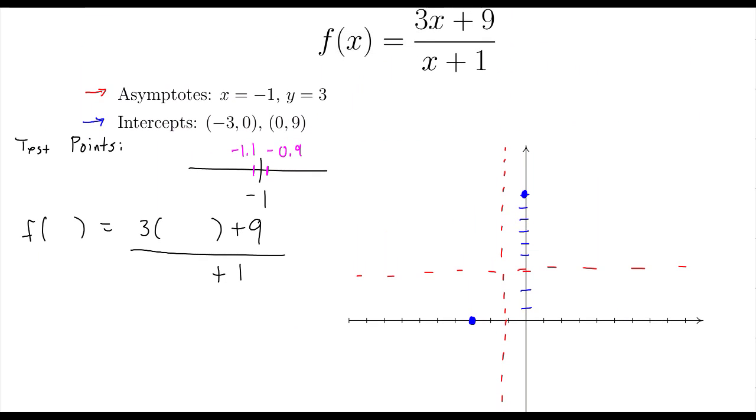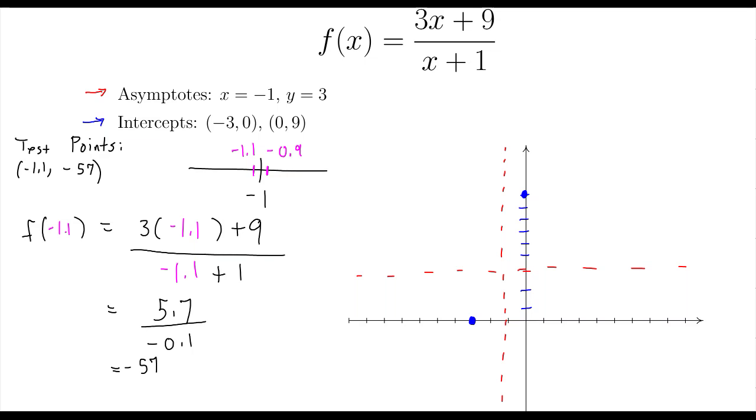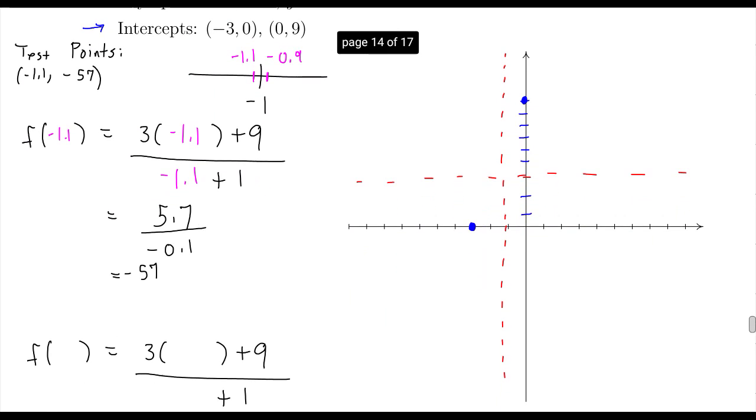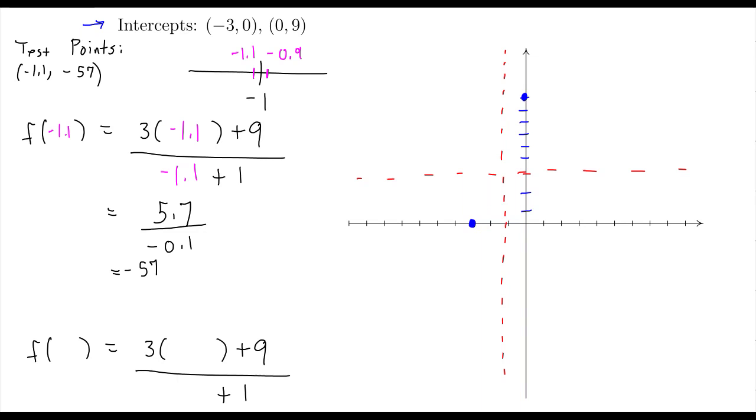So negative 1.1. That's going to be negative 3.3 plus 9, which is 5.7, over negative 0.1. And if I divide 5.7 by negative 0.1, I get negative 57. So my first test point is negative 1.1 comma negative 57. All right, that is way down, right? So negative 1.1 would be right here. It's actually probably where I drew my actual vertical asymptote, but we won't talk about that. And negative 57 is so far down here, it's way down there.